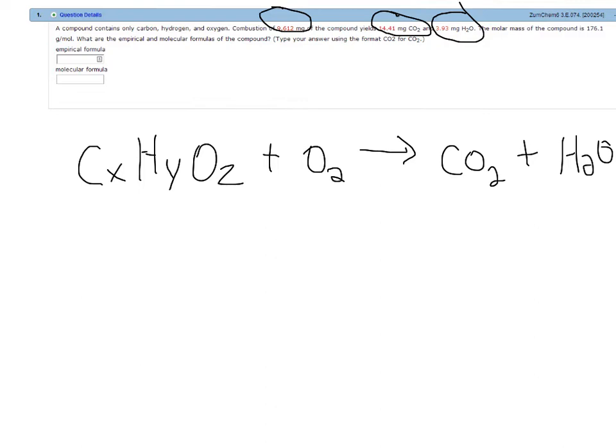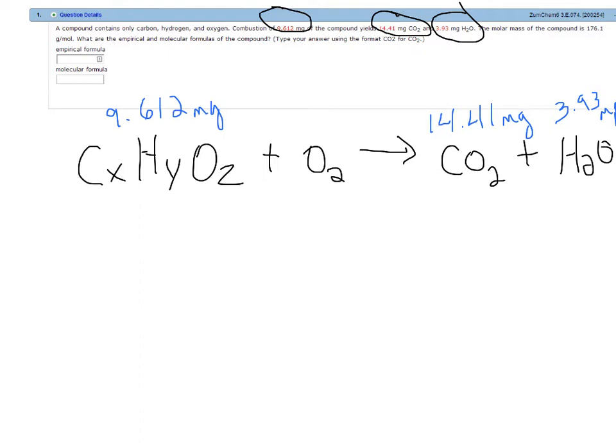Let's list the masses that they give us. My red numbers are 9.612 milligrams of the unknown. They don't tell us anything about the mass of the oxygen that reacted along with it. They tell us 14.41 milligrams of carbon dioxide are produced and 3.93 milligrams of water are produced.